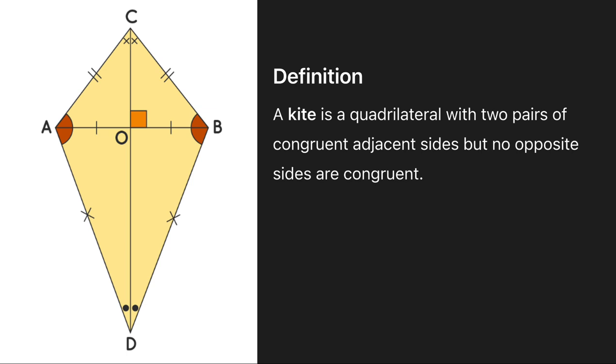So let us define what a kite is. A kite, again, is a quadrilateral with two pairs of congruent adjacent sides, but no opposite sides are congruent.